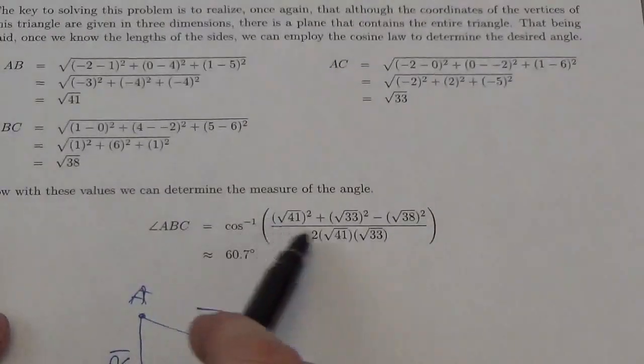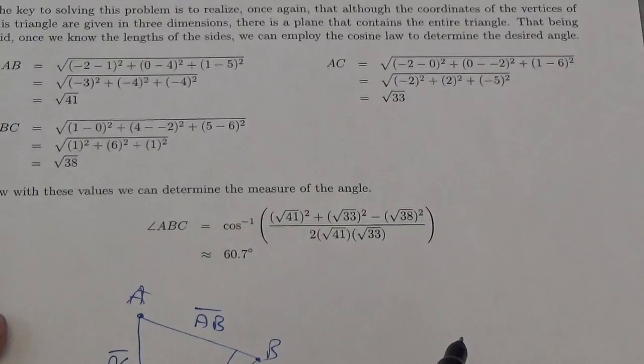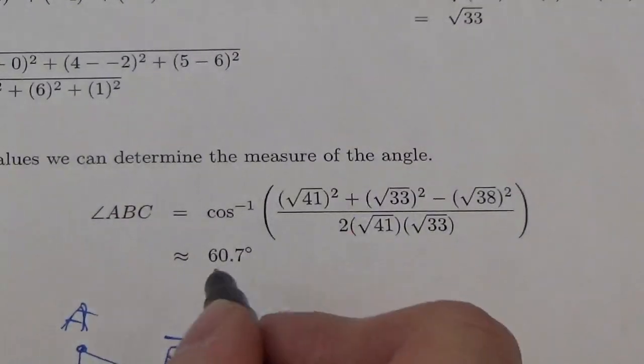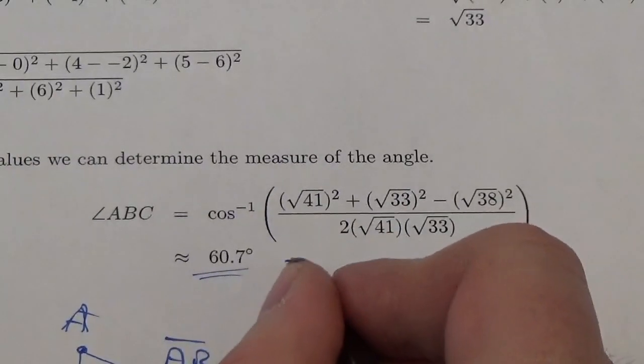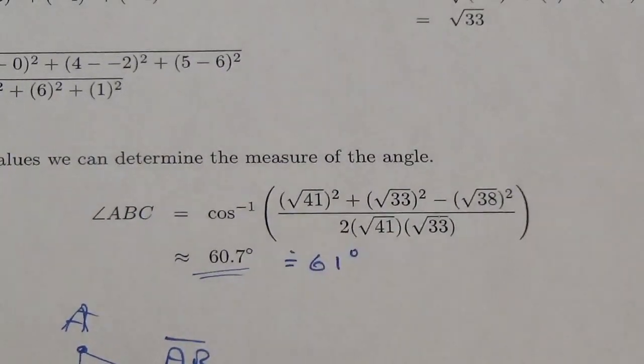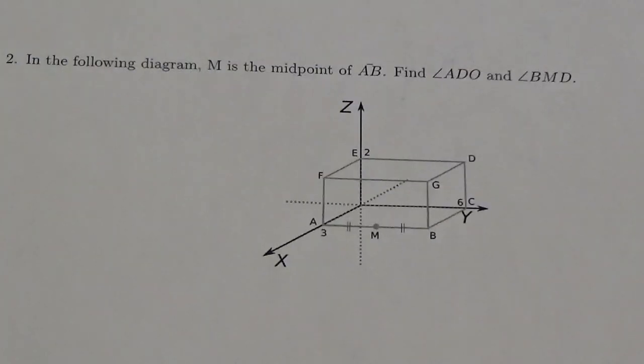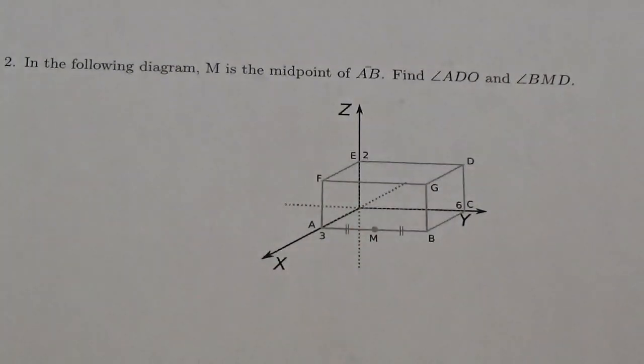We plug that into our cosine law, and it spits out, zoom in, roughly 60.7 degrees, or approximately 61 degrees. That's how you would do that. Great little problem. Okay, let's try a problem where that hasn't been kind of done for us ahead of time, and we'll work through this question right here. It's basically the same as a lot of the other ones.